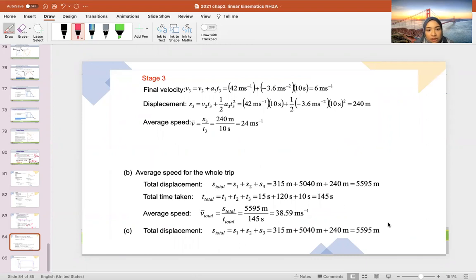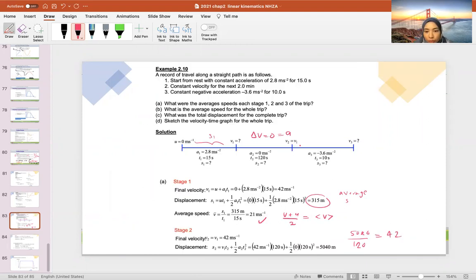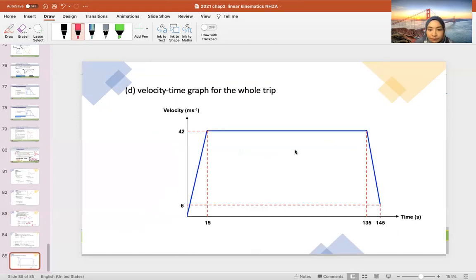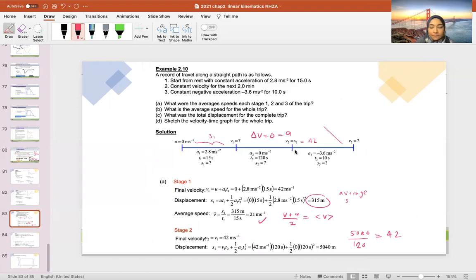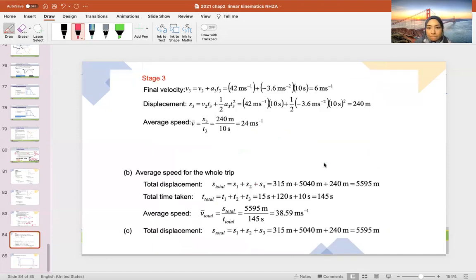And then for stage 3, we started with V2 as our initial velocity, which is 42. Remember, it's a straight line, and then we go down like that. V3, I think it was 6 earlier. Yeah, we got 6, so the final velocity we solved as 6. We want to find the displacement for stage 3. Displacement is S equals UT plus 1 over 2 AT squared. Just plug in the values, you will get 240. 240 divided by 10, you get 24.